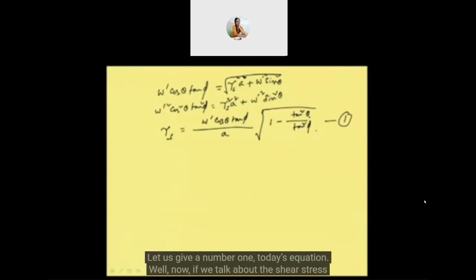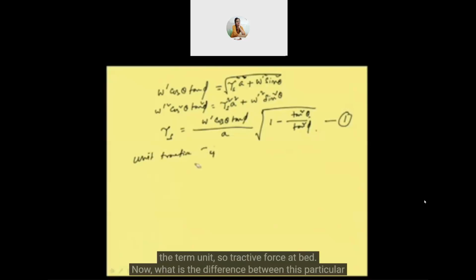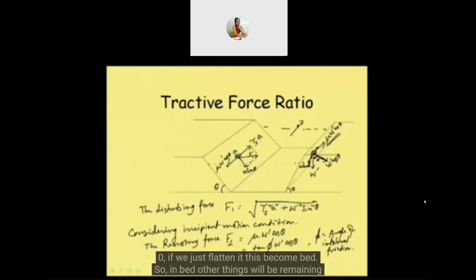Well, now if we talk about the shear stress at the bed, or rather let me use the word unit tractive force, because already we are using the term unit. So the tractive force at the bed. Now what is the difference between this particular expression at bed and side? If we talk about the bed, then our theta for the bed becomes 0. If we just flatten it, this becomes the bed. So at the bed, other things will remain the same.